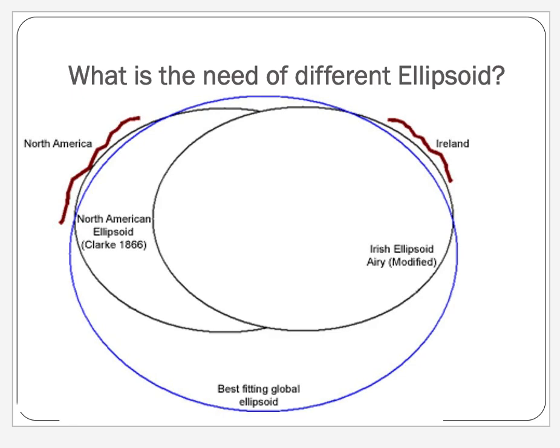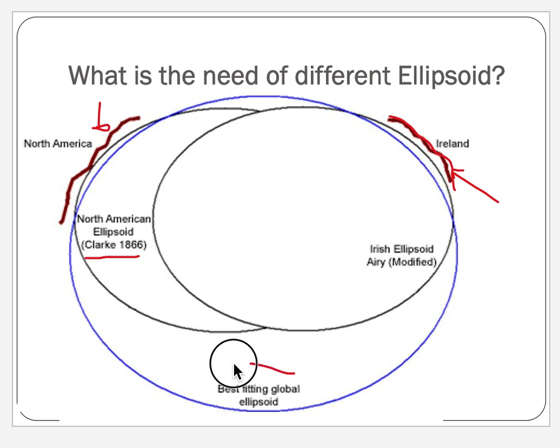So what is the need of different ellipsoids? Well, we could see here in this example, there are 3 different ellipsoids being shown. If you're looking at the North American region, part of the geoid, we would say that the North American ellipsoid, which is Clark 1866, best fits the North American region here. And then for Ireland, the Irish ellipsoid that has been modified best fits this geographic region. So you could think of this uneven surface as the geoid, and which ellipsoid would best fit this geoid.